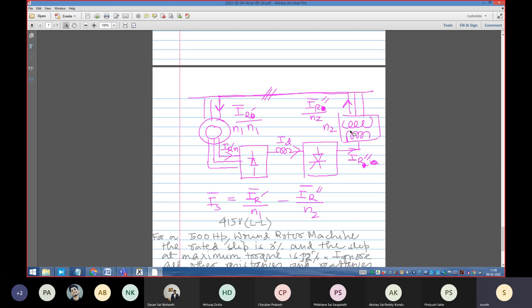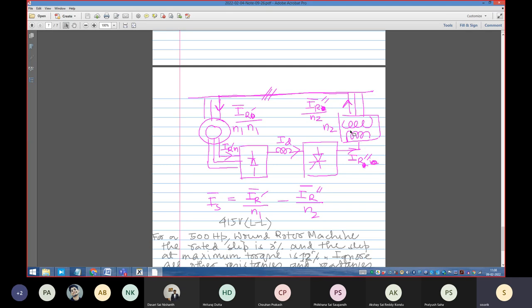It is a wound rotor induction machine. Its rated slip is 3%, and the slip at maximum torque is 12%, under the condition that the rotor circuit is shorted, rotor terminals are shorted. Suppose this is the core characteristics of the machine: when nothing external is injected from the rotor side, its characteristics show that the rated slip is 3%, and the slip at which maximum torque occurs is 12%. So with this clarity, let us try to solve the problem.